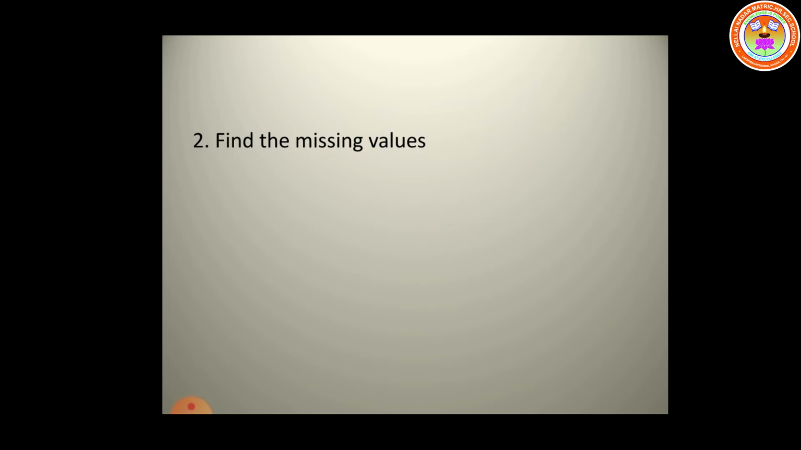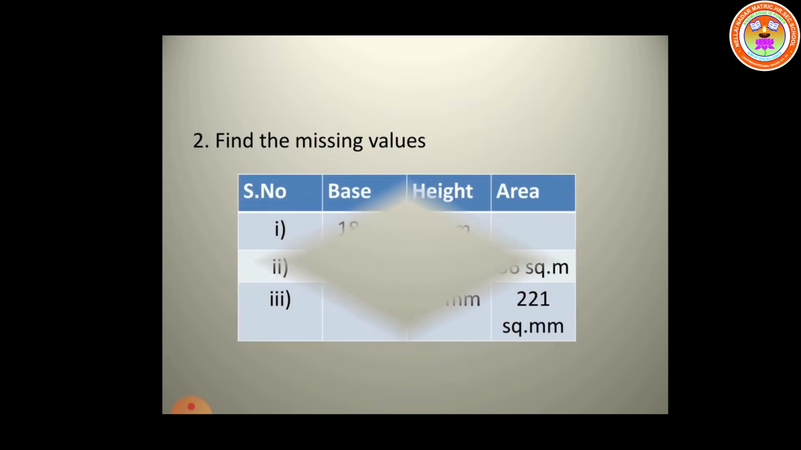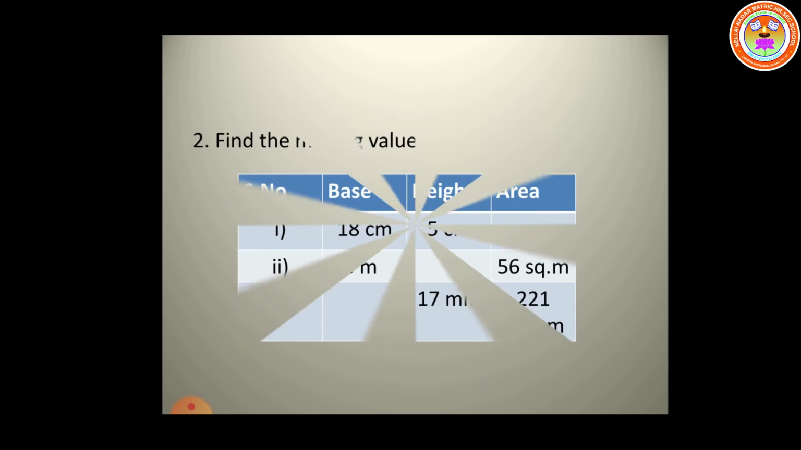Second one, find the missing values. Given a table, see that first subdivision, base, height given. What is the missing value? Area. So we want to find area. Second one, base and area given. What is missing? Height. So we want to find height. See the third subdivision, height and area given. We want to find base. Let us see the answer.